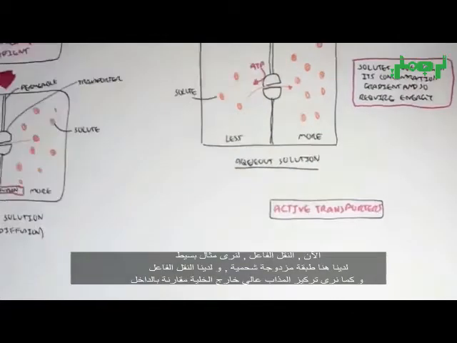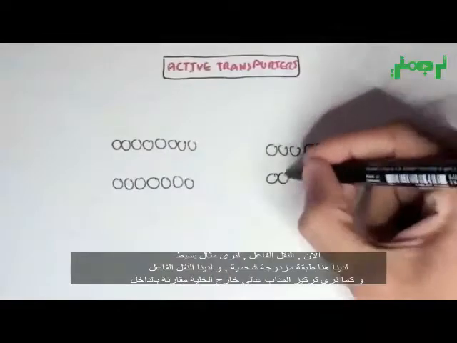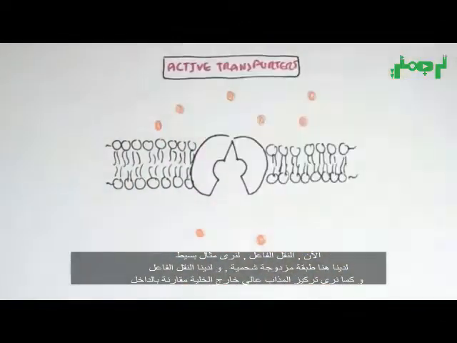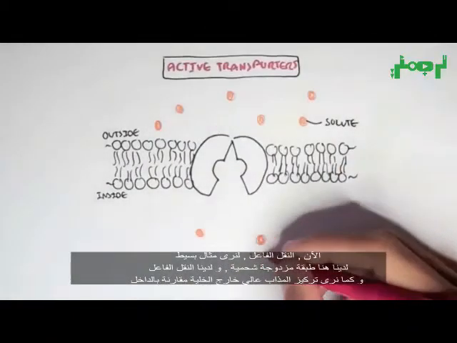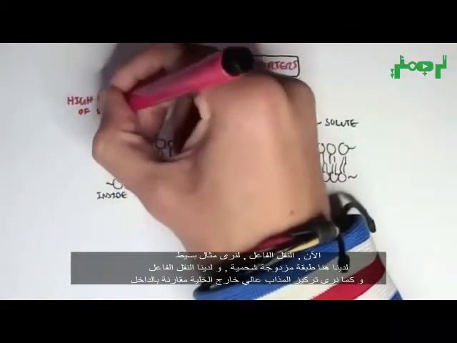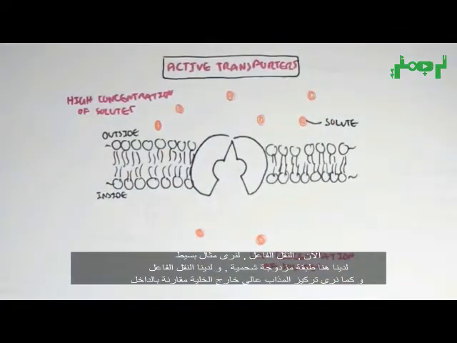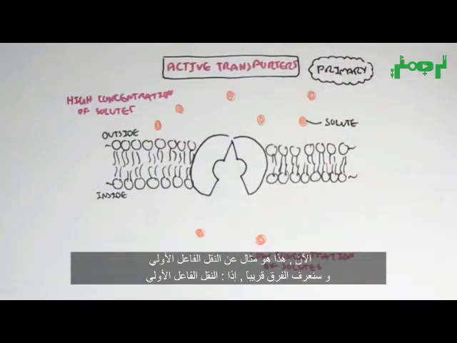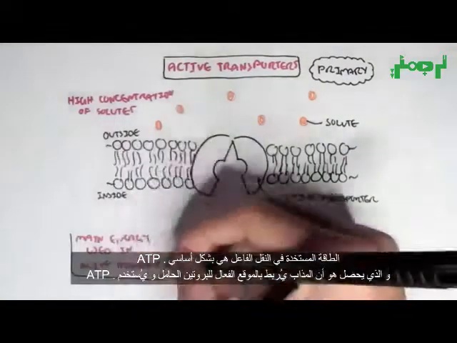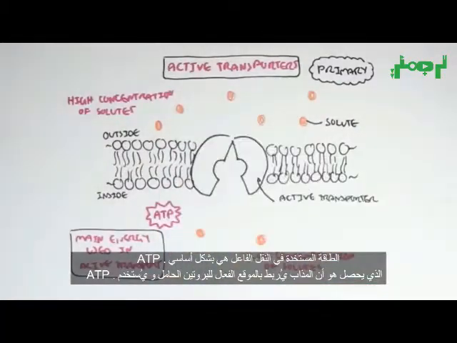Now, let's just look at a quick example of active transporters. Here we have a lipid bilayer, and here we have an active transporter. The solutes, as you can see, are highly concentrated on the outside of the cell compared to the inside. This is an example of primary active transport, and we'll look at the difference soon. So here's a primary active transporter. The main energy used for active transport is ATP.